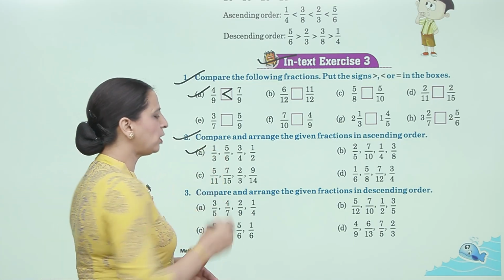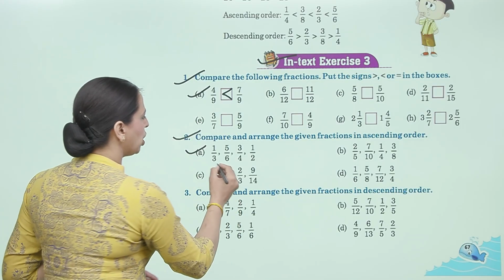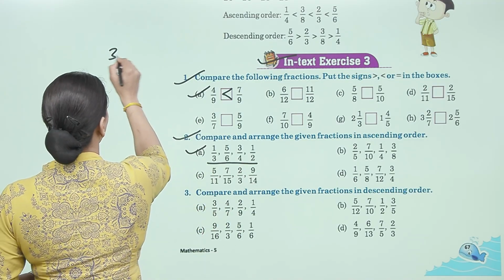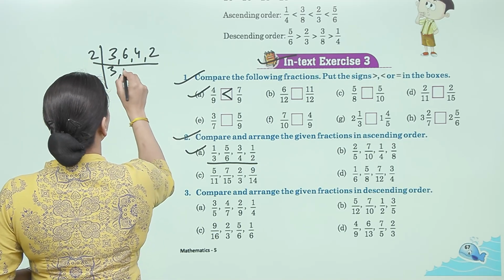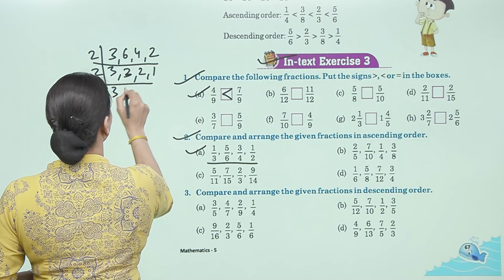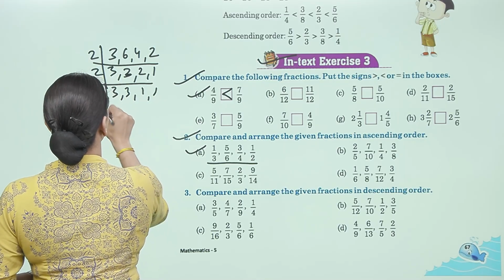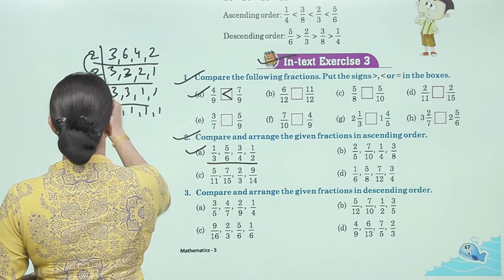Now A part: 1 by 3, 5 by 6, 3 by 4 and 1 by 2. So LCM of 3, 6, 4 and 2. LCM is: 2 3s are 6, 2 2s are 4, 2 1s are 2. Again 2, 3, 3, 1 and 1. Now 3, 1, 1, 1 and 1. 2 2s are 4, 4 3s are 12.